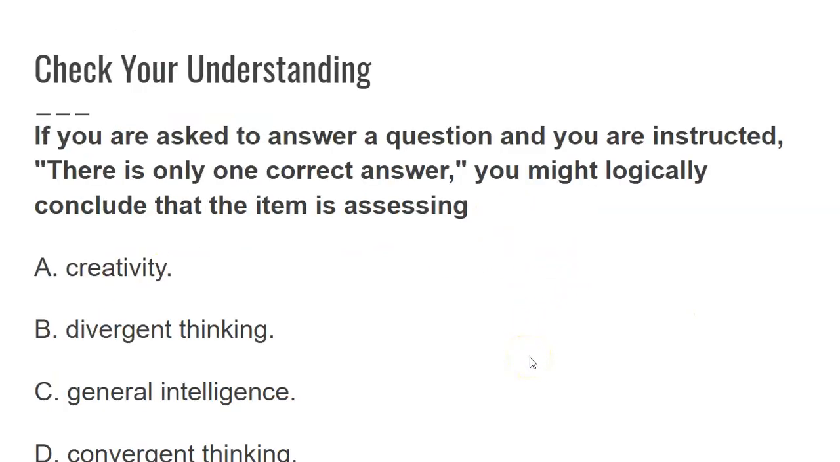So check your understanding. If you are asked to answer a question and you are instructed there's only one correct answer, you might logically conclude that the item is assessing A, creativity, B, divergent thinking, C, general intelligence, or D, convergent thinking. I'll give you a minute to come up with the correct answer.